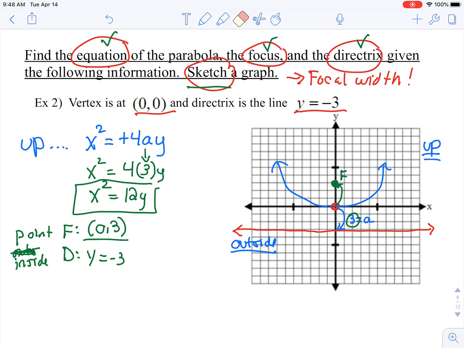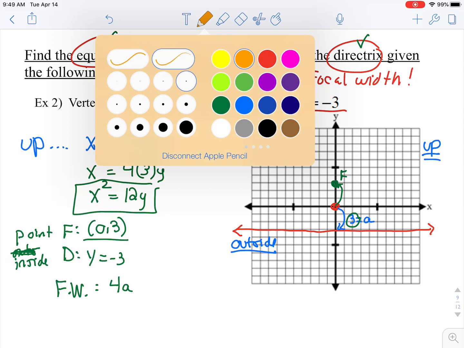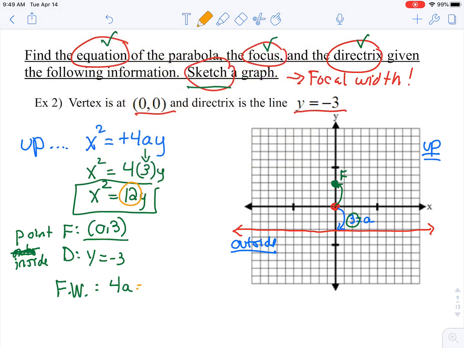Now I started out with a very general sketch just to help me see the direction, but now is where the accuracy comes in. So we're going to talk for a minute here about focal width. Remember, the focal width is the segment that goes through the focus and connects the two sides of the parabola. The focal width is always 4a units long. Well, in our problem, 4a is actually this value of 12. So that means our focal width is going to be 12 units long.